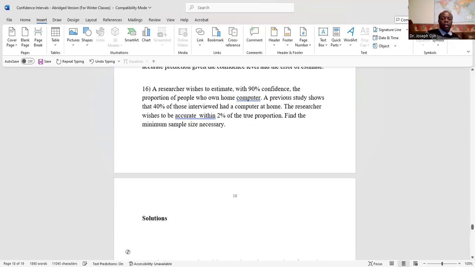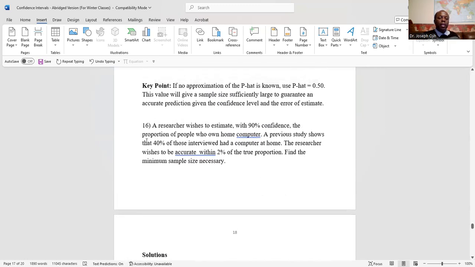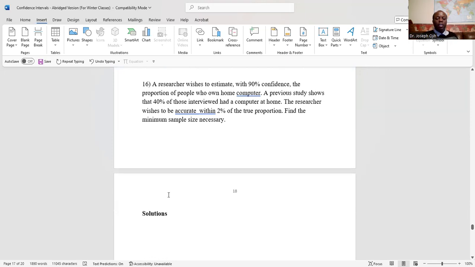Now, it says here that a researcher wishes to estimate with 90% confidence the proportion of people who own home computers. A previous study showed that 40% of those interviewed have a home computer. The researcher wishes to be accurate within 2% of the true proportion. Find the minimum sample size necessary.